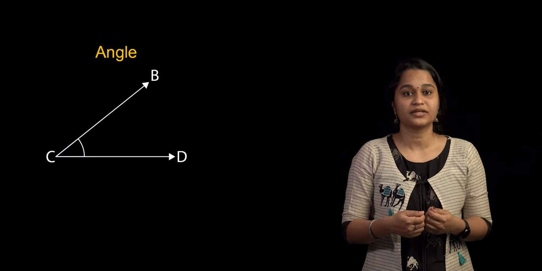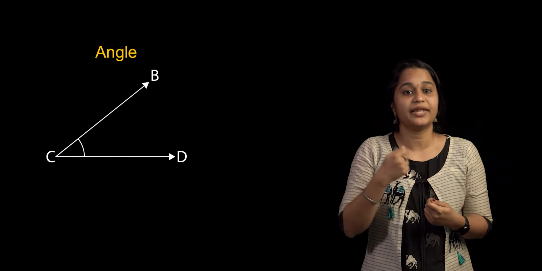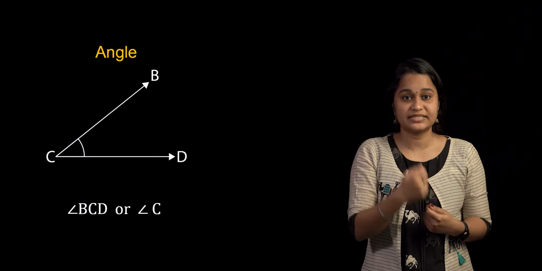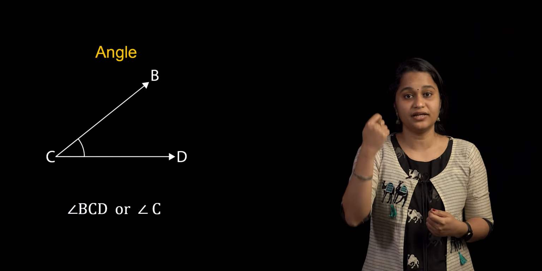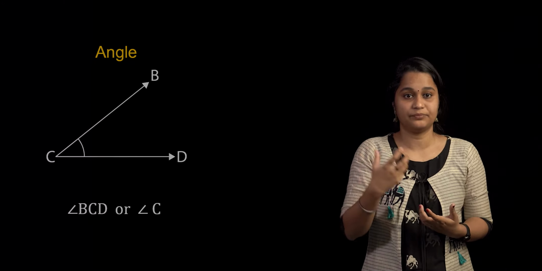Now, two lines or line segment having a common endpoint is called an angle. Do you see the figure? An angle is named after the joining lines and the point of intersection. Given below is an angle BCD. It is denoted as angle BCD or we shortly call it angle C.